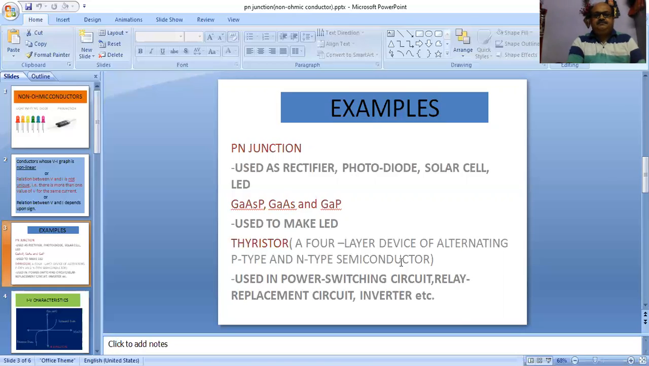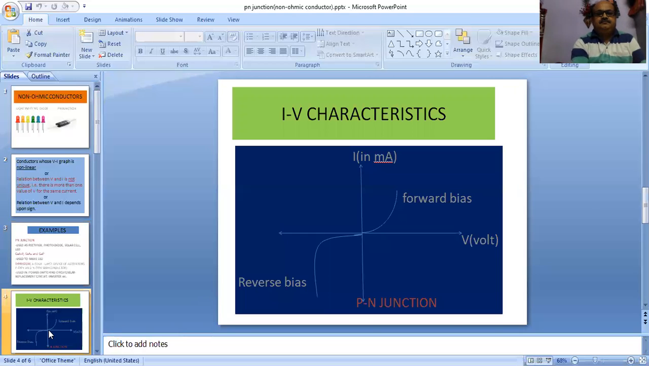Now we will discuss IV characteristics of different types of non-ohmic conductors. This is the IV characteristics of PN junction. First of all, I am giving you a brief idea about PN junction. How is this formed? In detail, we will study in the last unit. I am giving you the brief idea.